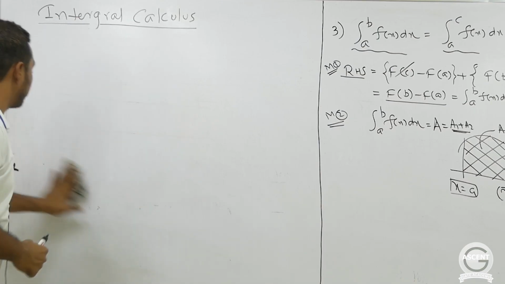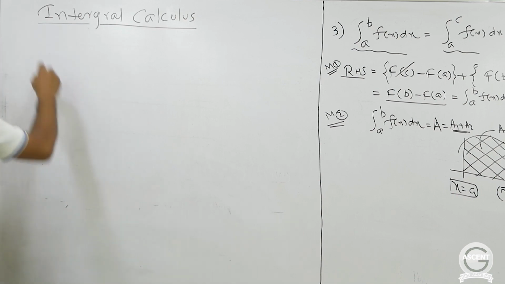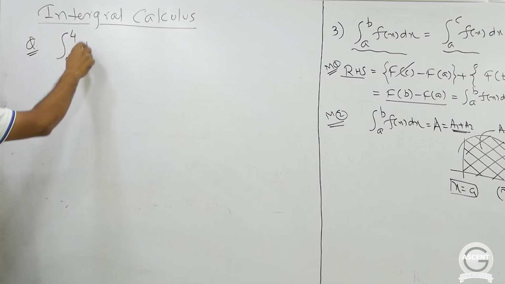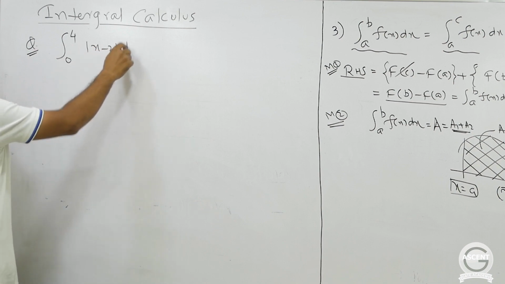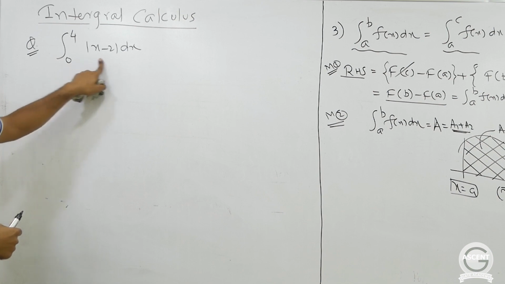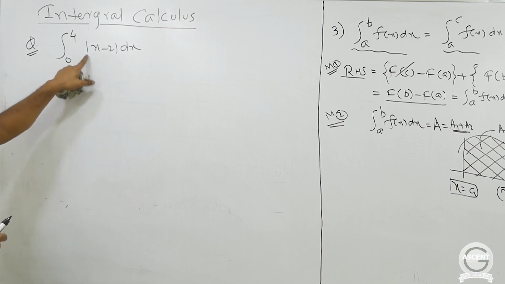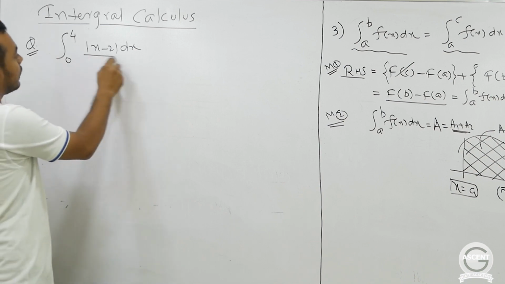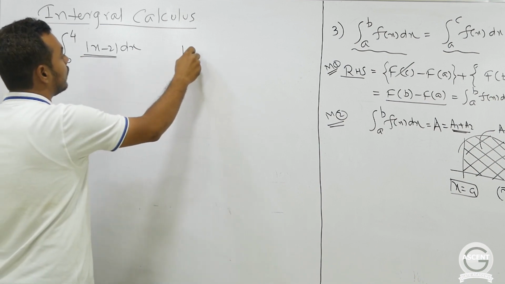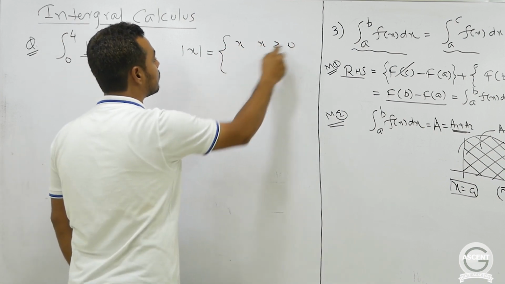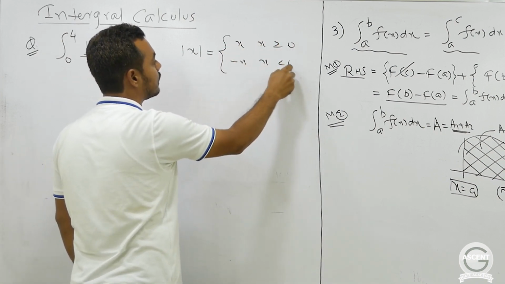So suppose I have to evaluate this integral. The question is: find the value of the integral from 0 to 4 of mod x minus 2 dx. Now here you cannot directly integrate this function as long as you have this modulus sign. So the first step will be to get rid of this mod sign. We all know that mod x was defined in this manner: mod x is x if x is positive and minus x if x is negative.